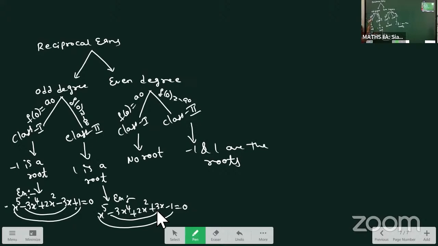If it is odd degree reciprocal equation of class 1, we can go for minus 1 is the root. No need of going for trial and error method. If it is a reciprocal equation and tallied the condition, directly we can take the root.